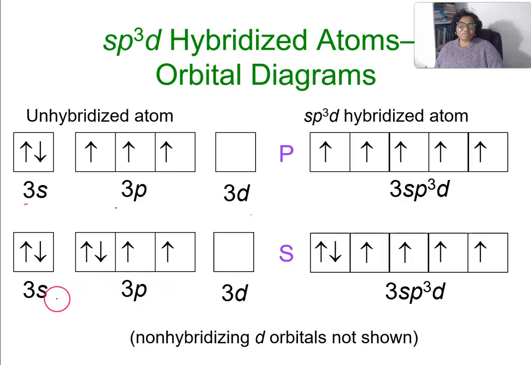Let's go to sulfur. Sulfur too has 3s, 3p, 3d. It mixes all of them and forms sp3d orbitals. Look at them. The non-hybridized d orbitals are not shown. You know, there are 4 extra non-hybridized orbitals. They are not shown.